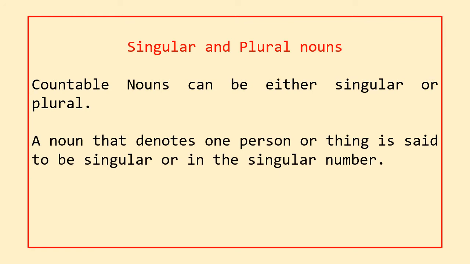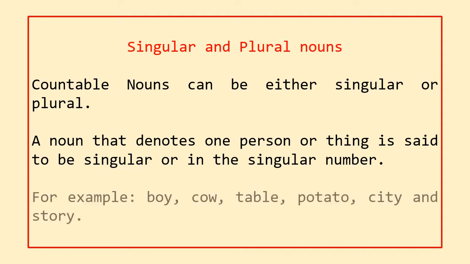A noun that denotes one person or thing is said to be singular or in the singular number. For example, boy, cow, table, potato, city, and story.